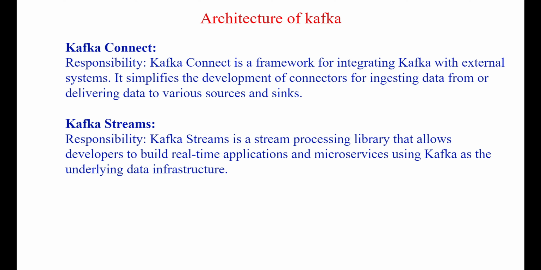Now, Kafka cannot work alone. It has to integrate with multiple systems, like Splunk, to show the logs somewhere, right? So Kafka Connect is a framework for integrating Kafka with external systems, helping the development of connectors for ingesting data to and from Kafka, from various sources and sinks. That is, to various producers and consumers. Now Kafka Streams is again a very important processing library that allows developers to build real-time applications and microservices using Kafka as the underlying infrastructure, so that you can use the logs coming from the backend application and show them in Splunk-like tools where the logs can be seen by the users.